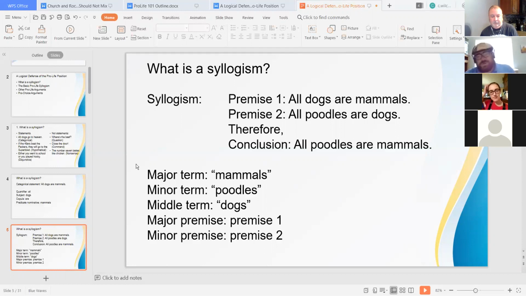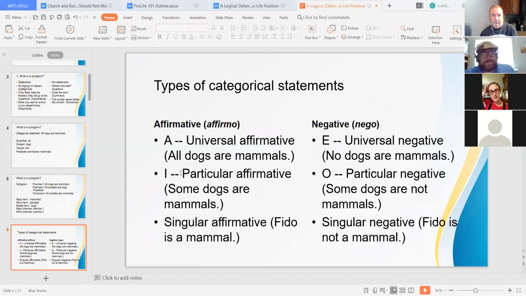The minor term is poodles, because it's the subject of the conclusion, and since poodles, the minor term, appears in premise 2, we call premise 2 the minor premise. And then the last term in the syllogism is dogs. And because dogs appears in both premises, we call it the middle term. The middle term is just a term that connects both premises, because you have to connect both premises together in order to be able to draw a conclusion from them.